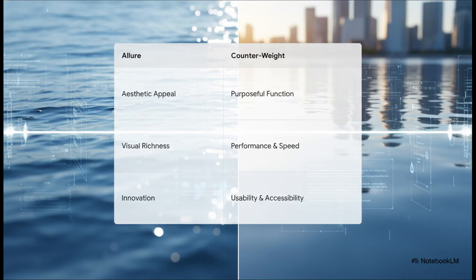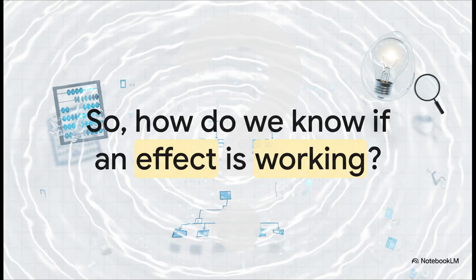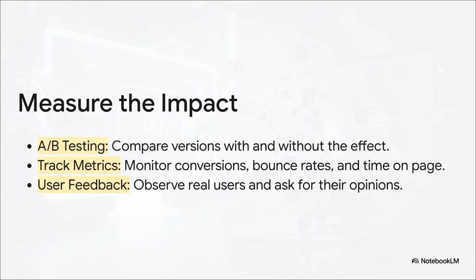It's a constant negotiation. This is the million-dollar question, right? After all this work, how do we prove that our cool water effect is actually making the experience better and not just getting in the way? We can't just guess. We need data. We have to measure the impact. We can use A/B tests to see if a version with the effect actually improves conversions. We monitor key metrics like bounce rate and time on page to see how user behavior changes. And maybe most importantly, we get real feedback. Watch actual users interact with the site. The data tells you what is happening, but talking to your users tells you why it's happening.